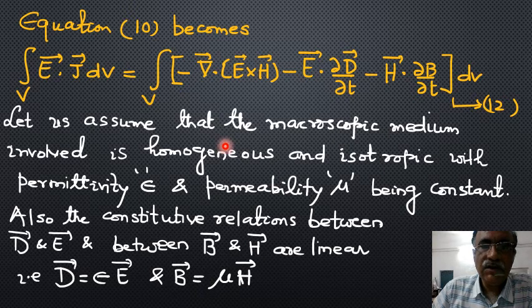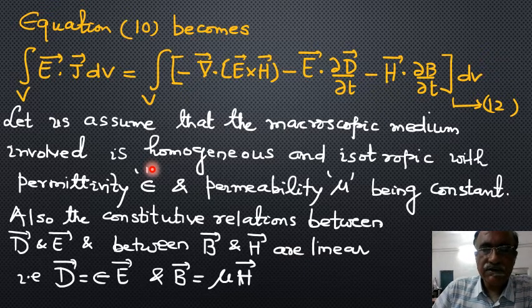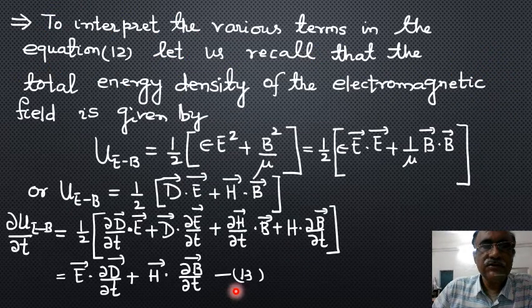We have assumed here that the macroscopic medium involved is homogeneous and isotropic. Homogeneous means the medium has the same macroscopic properties at each point in space and each direction. And the medium has the permittivity epsilon and the permeability mu, which are considered constant. Also, the constitutive relationships between D and E and between B and H are assumed to be linear. So, D equals epsilon E and B equals mu H. With these considerations, we can interpret the various terms in equation 12.